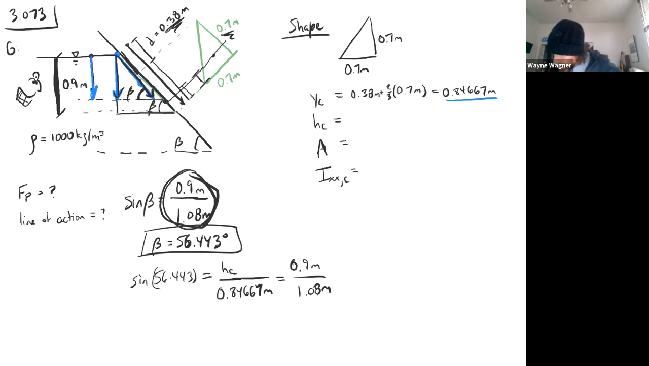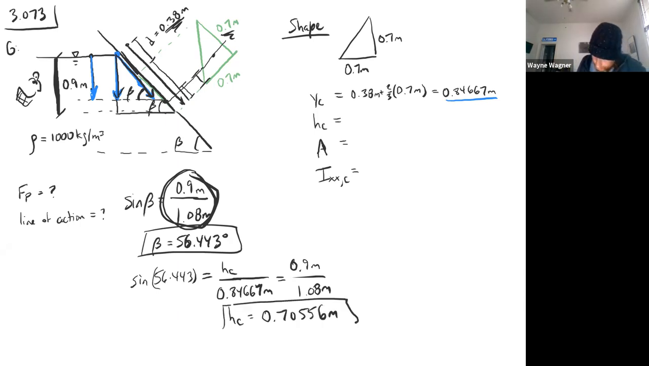So anyway, we'll take that number, pull it out of my calculator, times 0.9 divided by 1.08, so h sub c equals 0.70556 meters. Okay, boom.